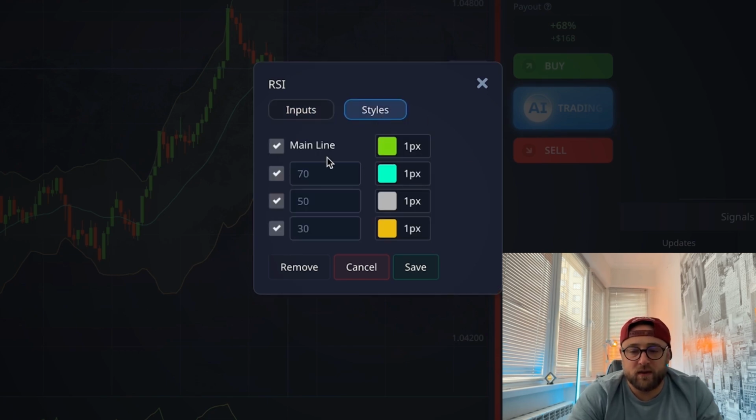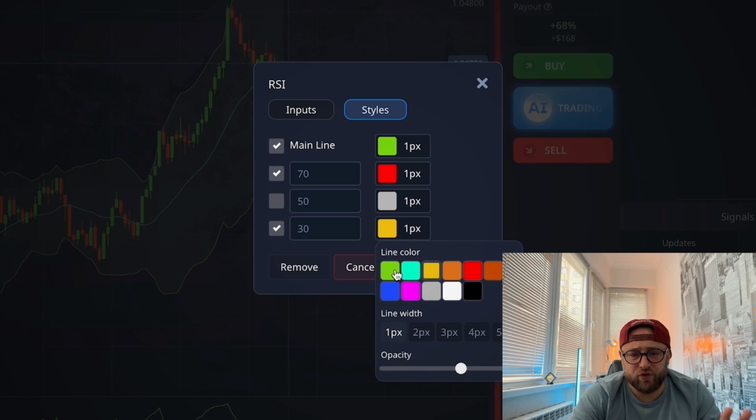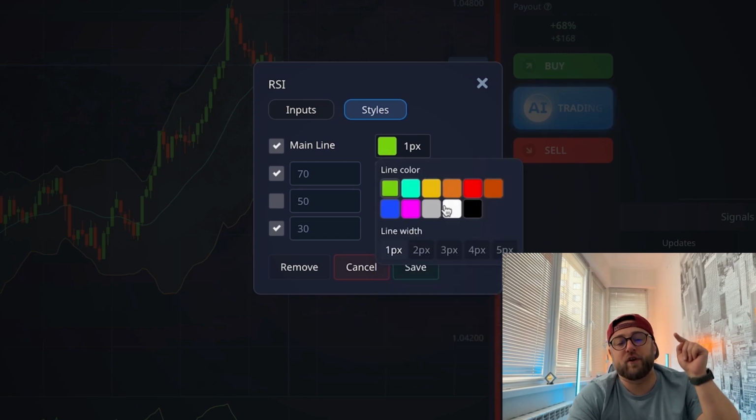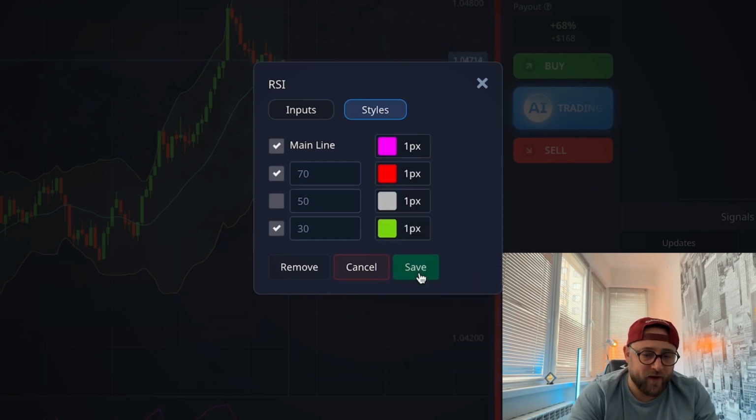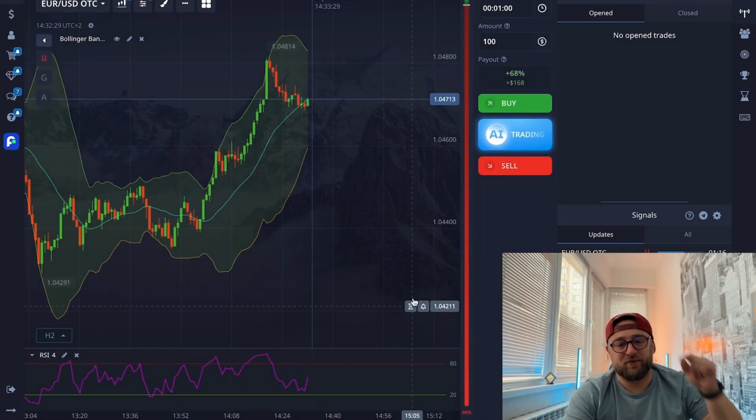Here's how I tweak the rest. Turning off the middle line, we don't need it. Coloring the upper line red and the lower line green to match the candles we expect after a good entry. And finally, changing RSI levels to 80 and 20. That's it. Everything is set, and now it's time to trade.